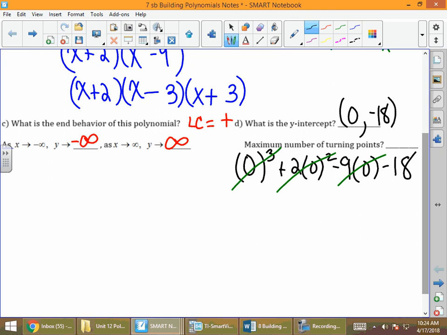Finally, we've talked about the fact that this is a cubic function. Cubic function is to the third power. How many maximum turning points can we have then? Because it's a cubic function. 2. Our turning points are 1 less than the degree of the function. Our degree is 3, so our turning points are 2.